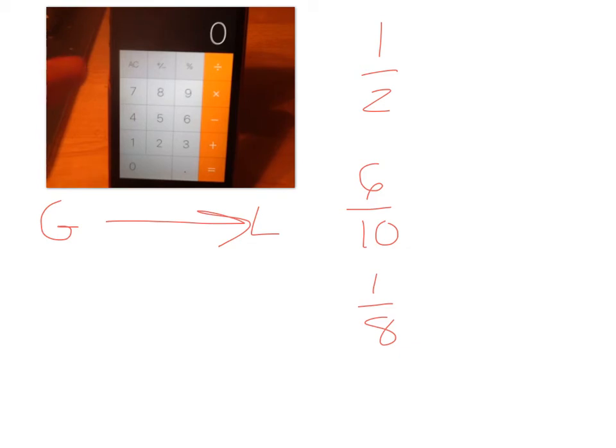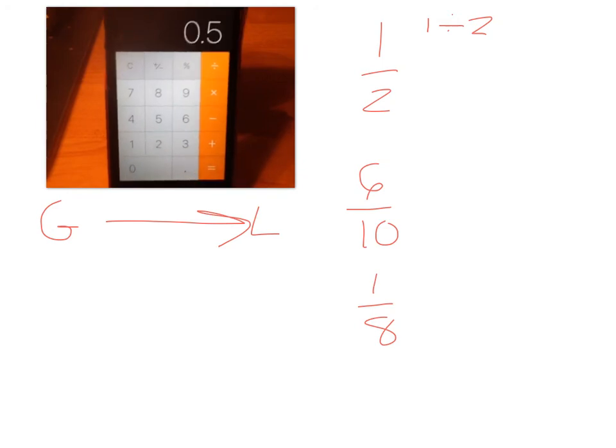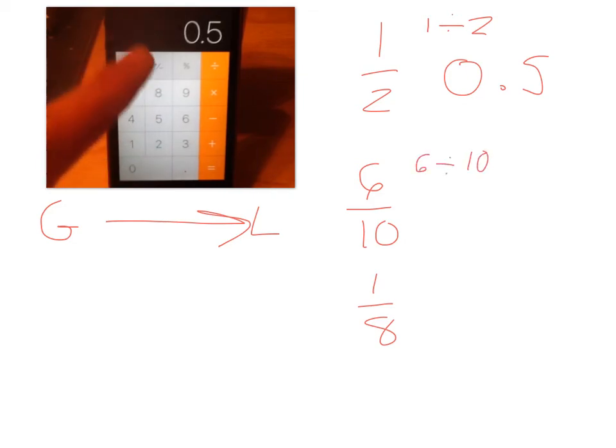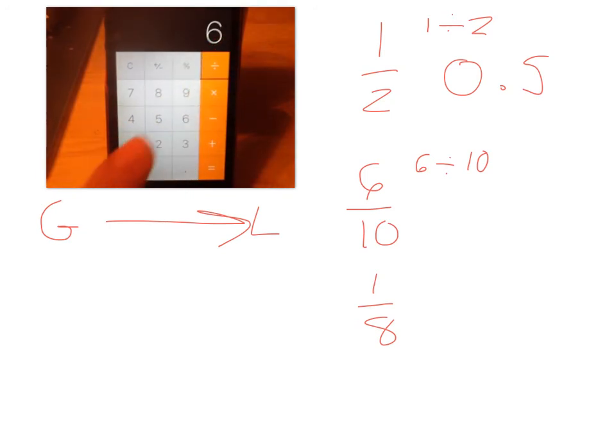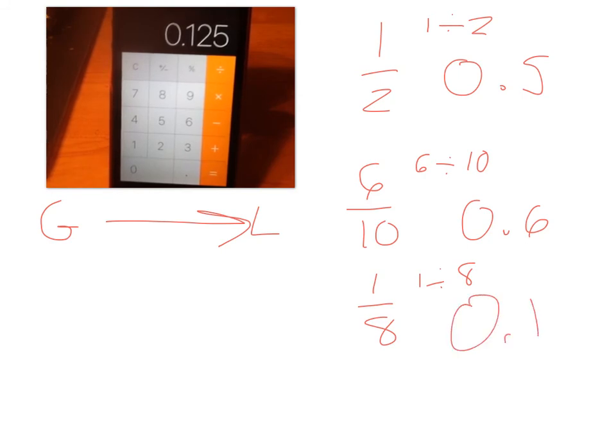So the first one, my division statement would be 1 divided by 2. 1 divided by 2 equals 0.5. Second one would be the division statement 6 divided by 10. 6 divided by 10 gives me 0.6. And my last one would be 1 divided by 8. 1 divided by 8 equals 0.125.